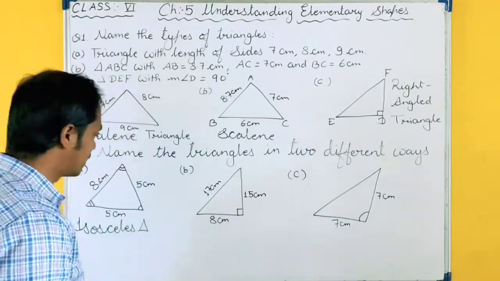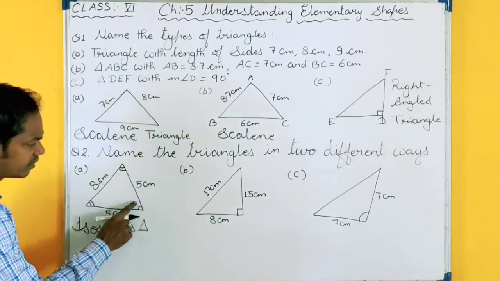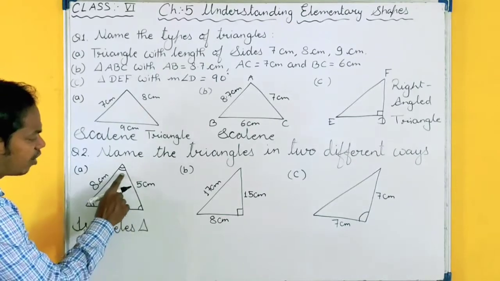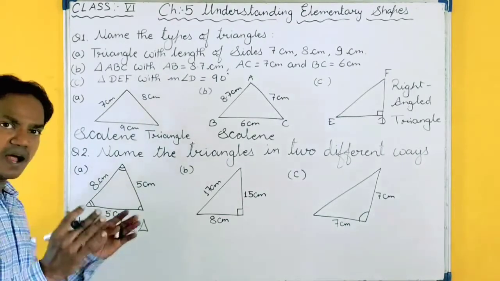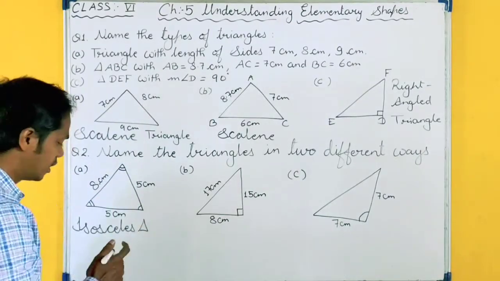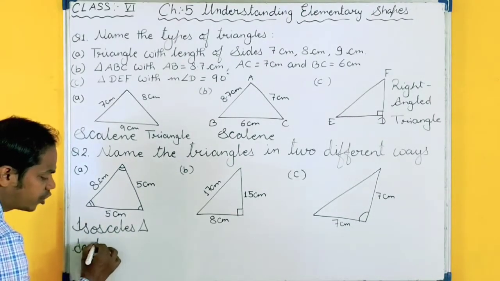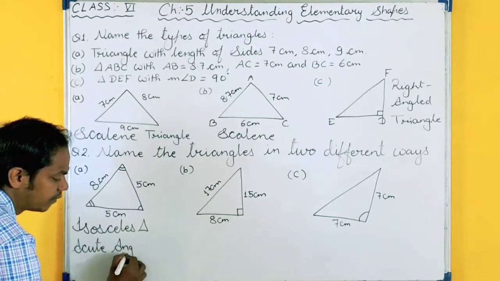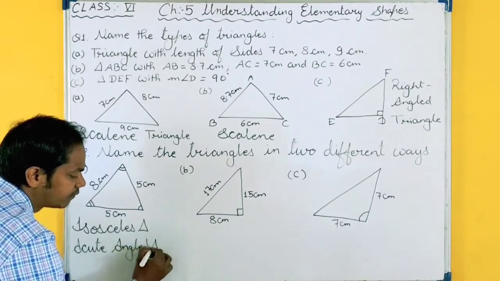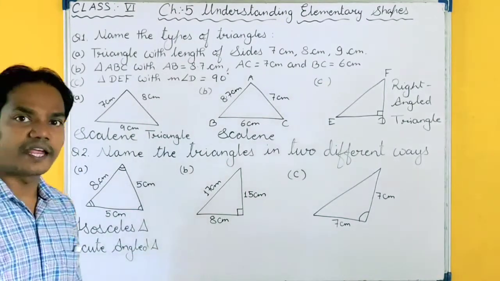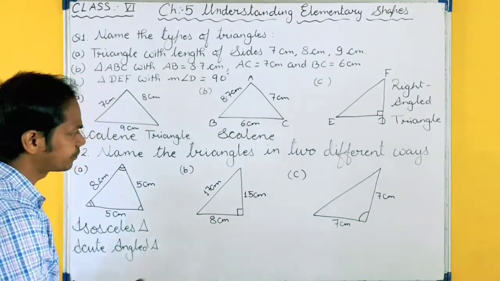Now according to angles. You can observe that all three angles are less than 90 degree. So your second type is acute angled triangle. The second type is acute angled triangle.